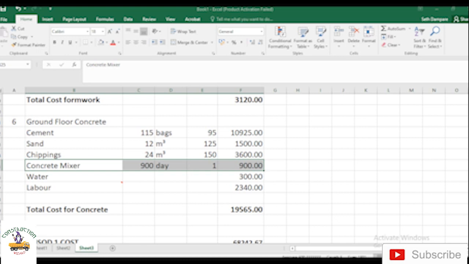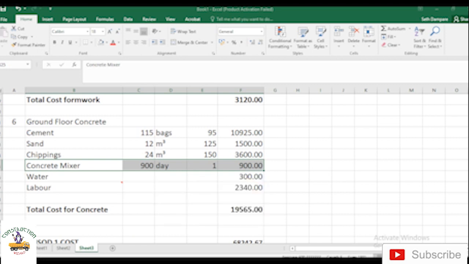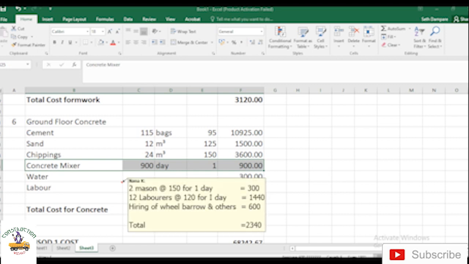And then let's look at the labor. The labor has this breakdown for purposes of emphasis and detail, so that as you are embarking on your project, you'll be able to know what you need to pour or cast your concrete. Because of the size of the floor, we needed 2 masons and 12 laborers. So 2 masons amounted to 300 Ghana cedis, and then 12 laborers for a day. 1 laborer cost us 120 cedis, so times 12 gave us 1,440 cedis.